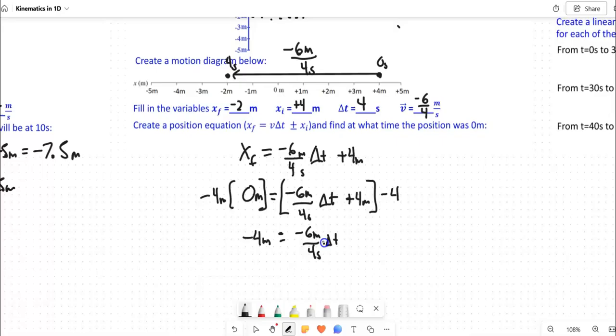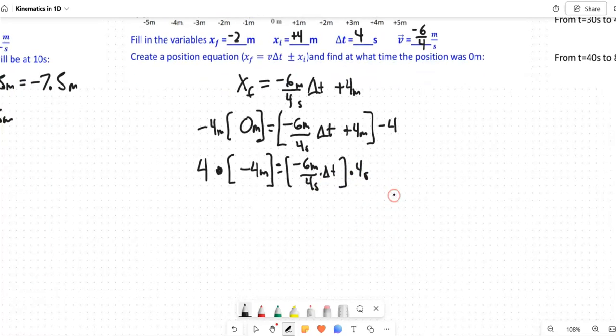Okay, so now we have delta t multiplied by negative 6 meters over 4 seconds. So what we have to do now is multiply both sides. So we're going to multiply both sides by 4 seconds because we have to get that 4 seconds onto the other side.